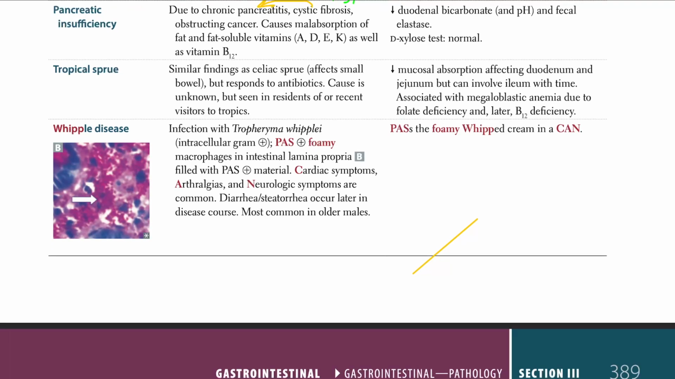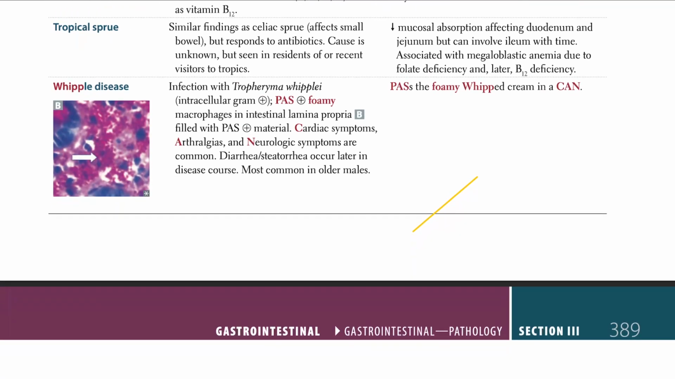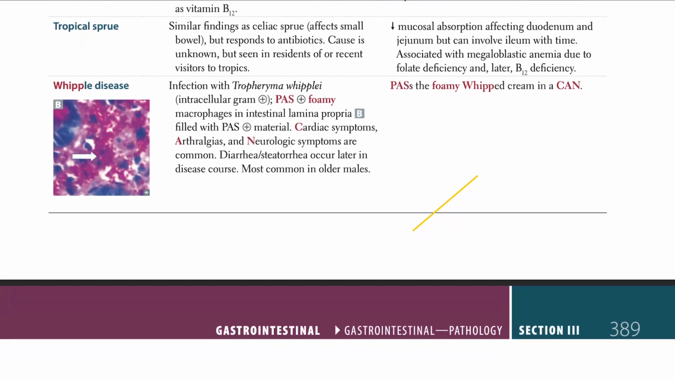Let's talk about two infections here now: tropical sprue and Whipple disease. Tropical sprue has similar findings as celiac sprue, affects the small bowel, but responds to antibiotics because it's an infection. Cause is unknown, but it is seen in residents of or recent visitors to the tropics. Right?